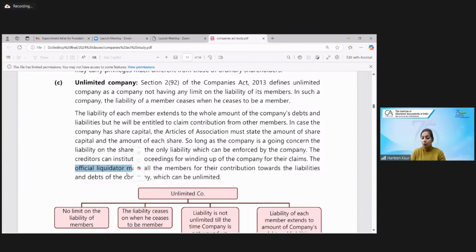He is appointed by the court. He will sell off all the assets of the company and pay off the liabilities of the company. So while paying these liabilities, he will be calling the members to contribute towards their liabilities.